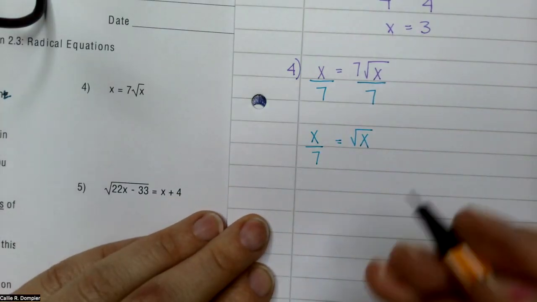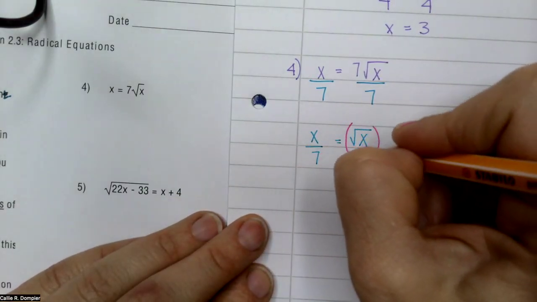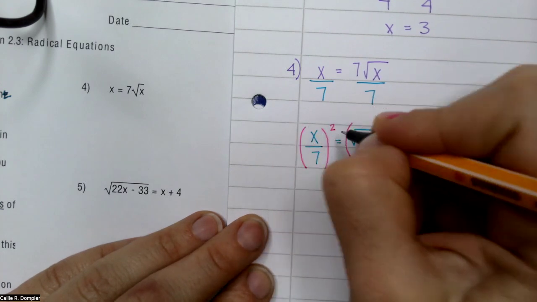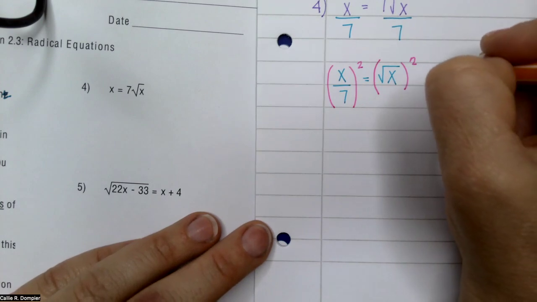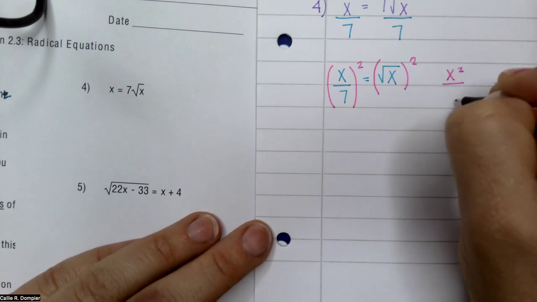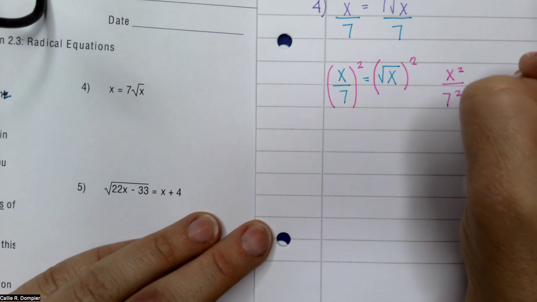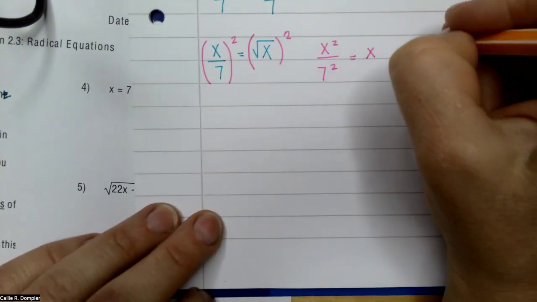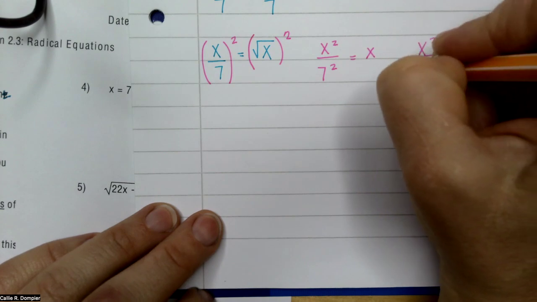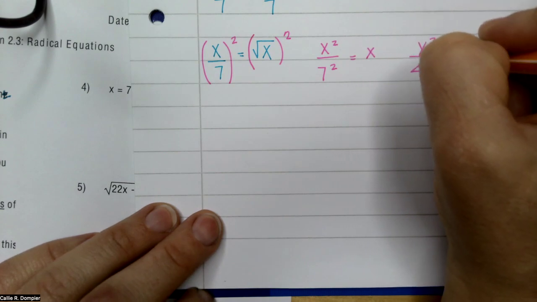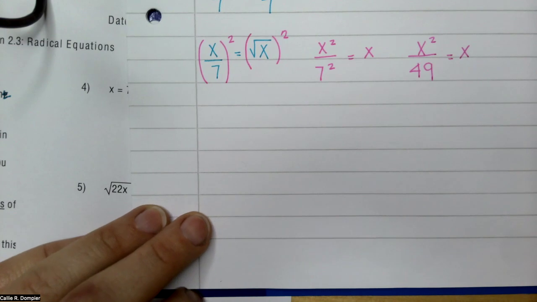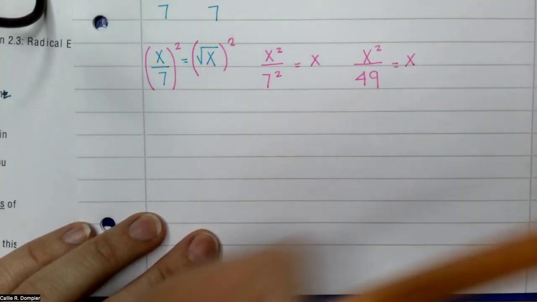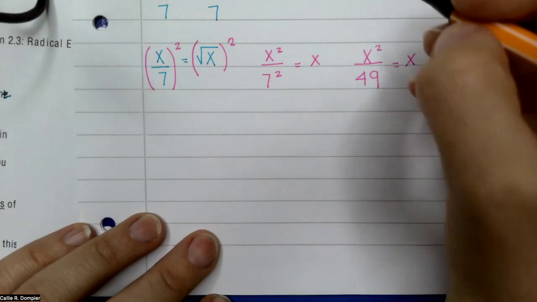Now, that's alone. I want to get rid of the square root, so I'm going to square it. Square that side. What I get is x squared divided by 7 squared equals x. What's 7 squared? 7 squared is 49, so that's x squared divided by 49 equals x. What can I do now? I can multiply both sides by 49.